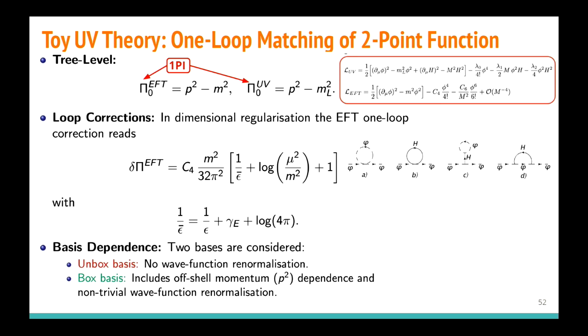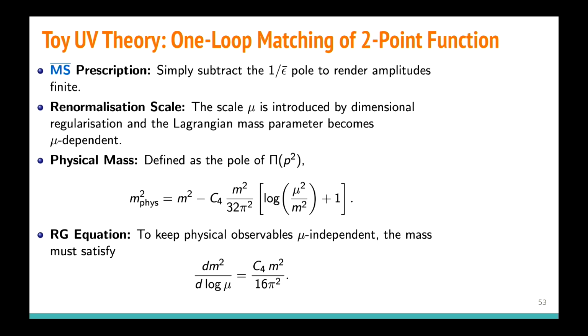So we use the MS-bar prescription, which is very easy because it not only gets rid of the 1 over epsilon, but it also gets rid of some of these constants like the Euler constant and the 4 pi. So here what we do is we simply subtract the 1 over epsilon bar pole to render the amplitudes finite. So that's the MS-bar prescription. The renormalization scale, mu, is basically introduced by dimensional regularization, and the Lagrangian mass parameters will become mu dependent, because the Lagrangian mass parameter needs to become mu dependent such that the final physical observables that we calculate are not mu dependent.